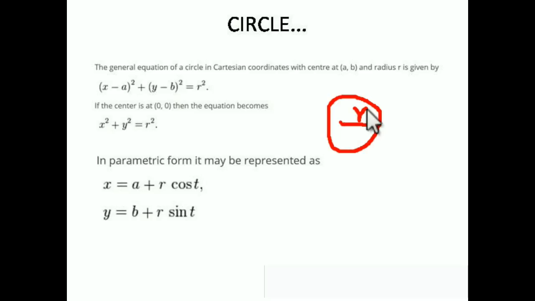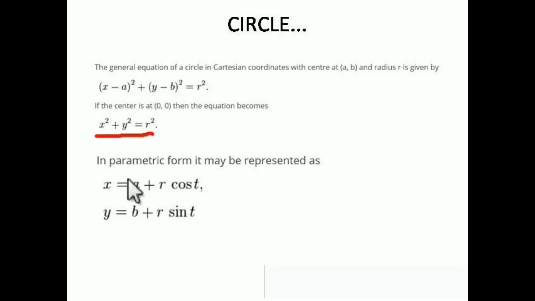So what is the basic equation of the circle? The basic equation of a circle is (x minus a) whole square plus (y minus b) whole square is equal to r square. Here, a and b indicate the center of the circle, and r is the radius. Now, if you have the origin as the center, then a and b are 0, 0. Then it becomes x square plus y square is equal to r square. This is the equation when the circle has the origin as center.